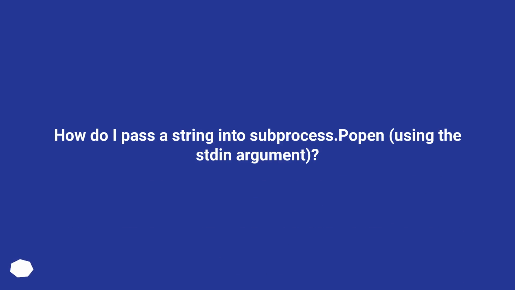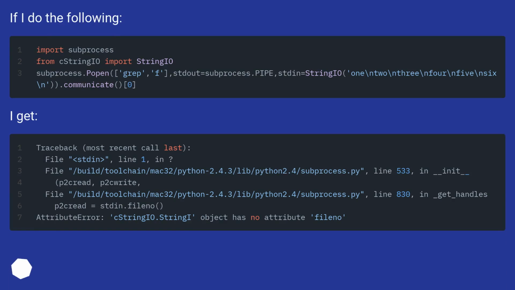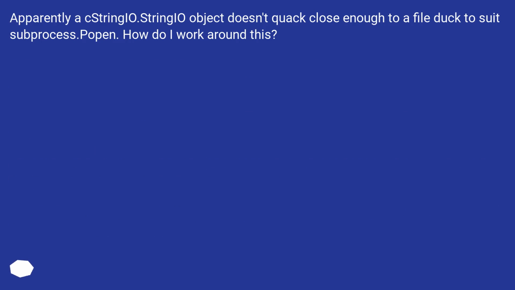How do I pass a string into subprocess.Popen, using the stdin argument? If I do the following, I get an error. Apparently a StringIO object doesn't quack close enough to a file duck to suit subprocess.Popen. How do I work around this?